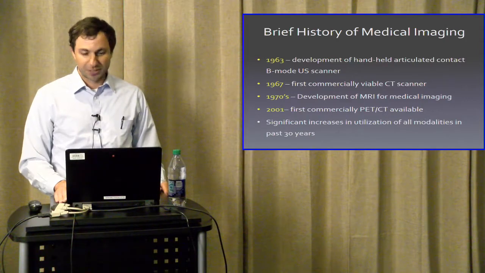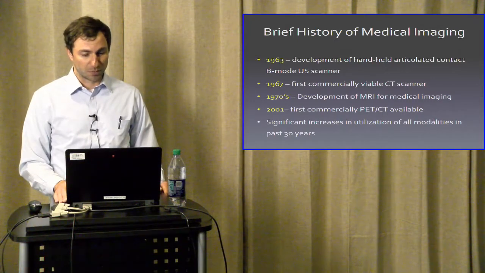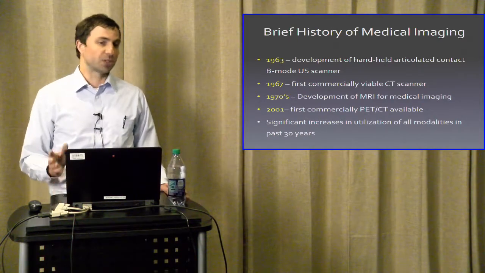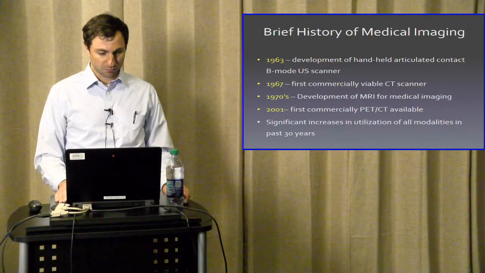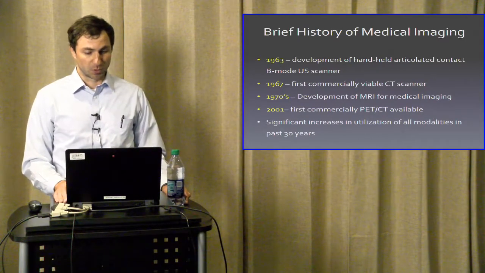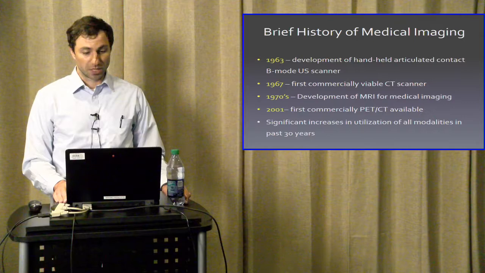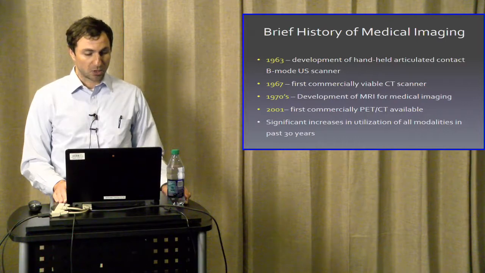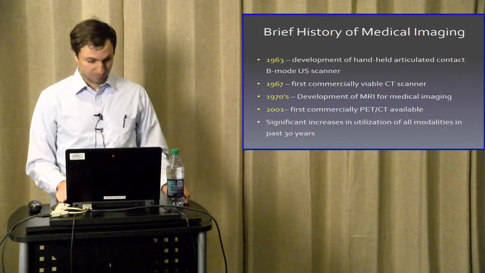Well, so why have we diagnosed more? Well, let me walk you through a brief history of medical imaging. In 1963, the handheld articulated contact B-mode scanner was developed. B-mode is just the most common type of ultrasound scanner that we use. In 1967, the first commercially viable CT scanner was put into production. And in the 70s, we started to use more medical MRI. Then in 2001, PET-CT became available. And all of these modalities have experienced significant increase in utilization since they've become available.